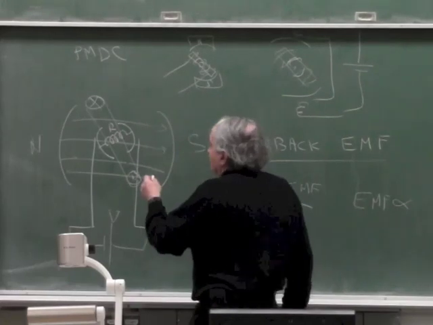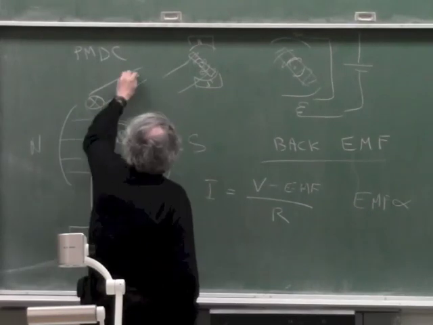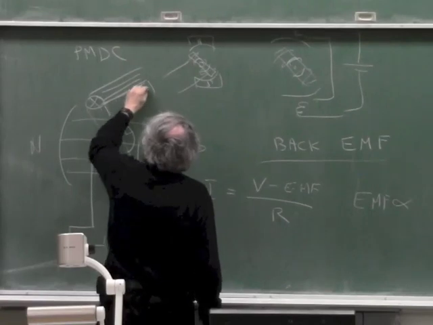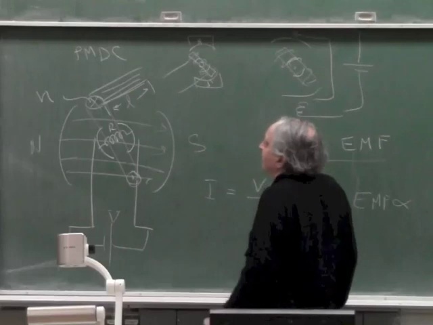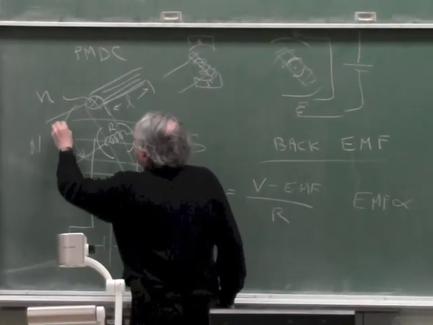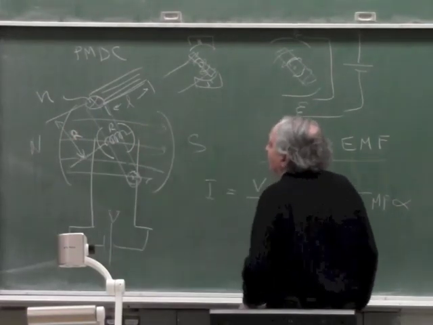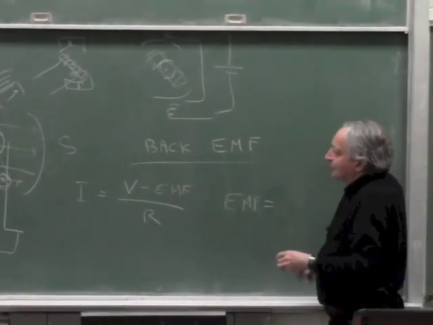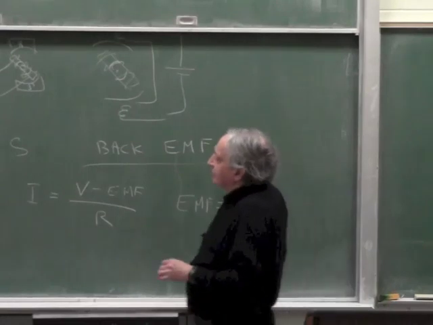Now we can actually do a full analysis, but at the end it doesn't matter because we just call it K. So say these conductors are of length L, and there are N of them, and the radius is R, okay, and the field is B. So we can do an exact analysis, but it's not very important because, as I said, at the end we don't care, we just call it K.